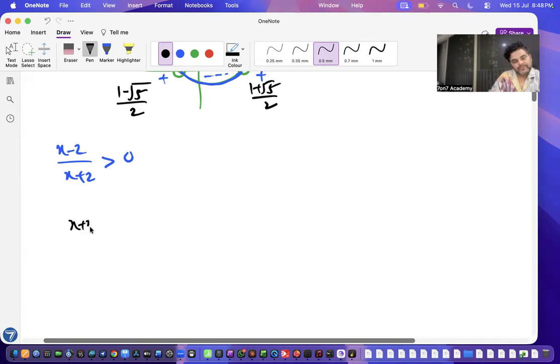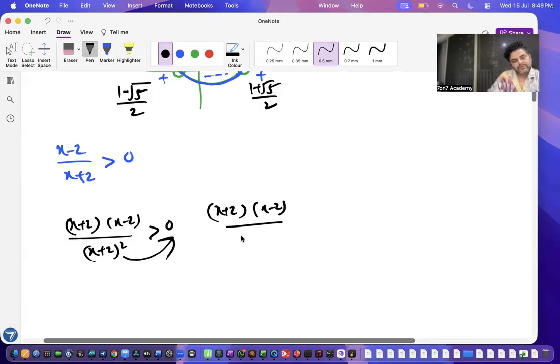So if we multiply by x plus 2 whole square, we get x plus 2, x minus 2 over x minus 2, x plus 2 whole square more than 0. So this cancels out, and we get x plus 2 times x minus 2 more than or equal to 0.